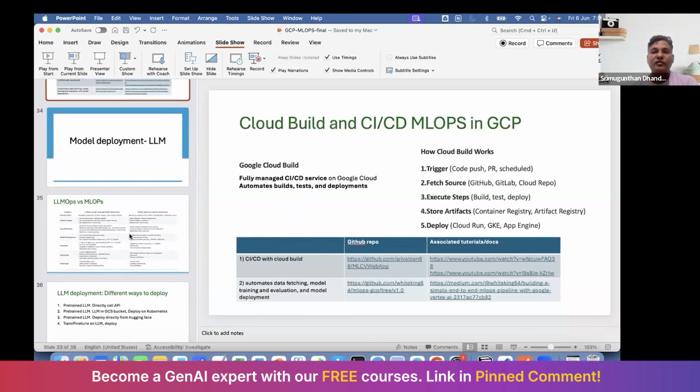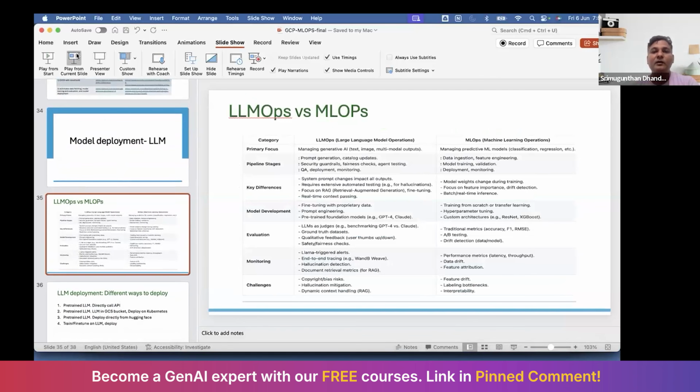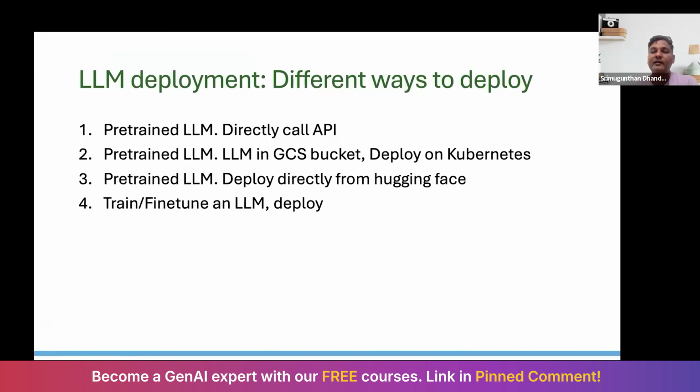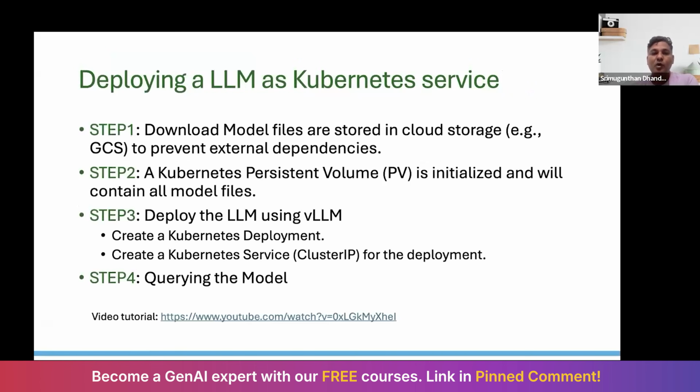Okay. So finally, I'll talk a little bit about LLM deployment. For LLM deployment, you can either have a pre-trained LLM and directly call the API, or take the pre-trained LLM and deploy it like what we did with Kubernetes. Or now Hugging Face has features so that you can deploy directly from Hugging Face. So there are multiple ways for you to deploy. I have just given one example in this slide, where we are deploying an LLM using a Kubernetes service. That's something you can try from your end.